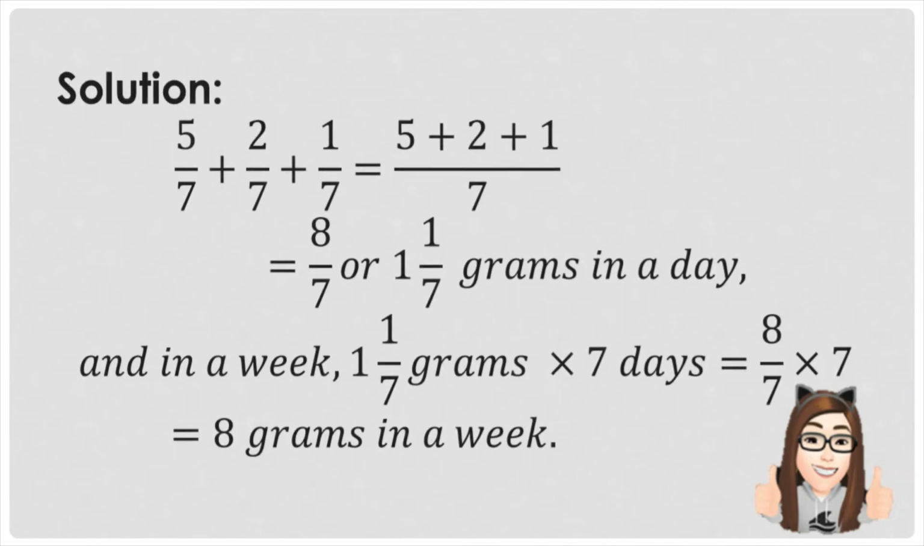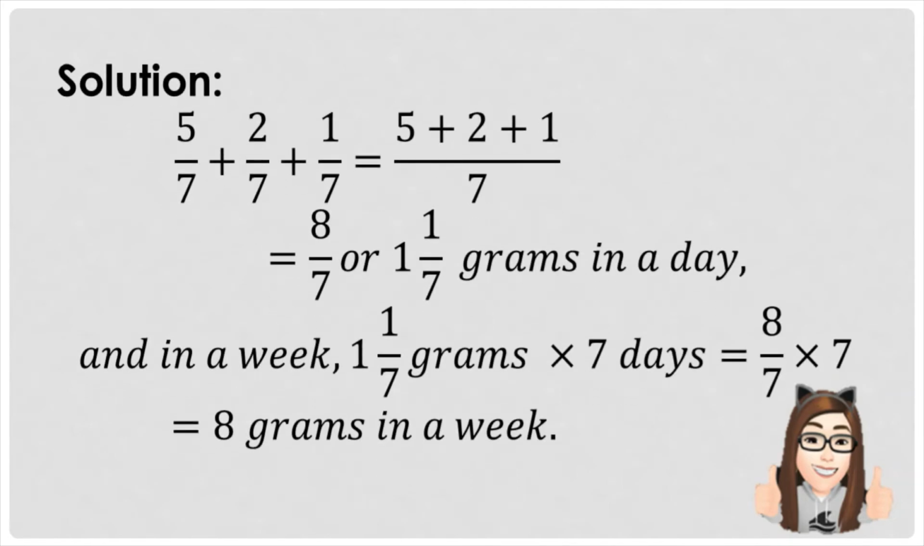So, let's have this solution. 5 over 7 plus 2 over 7 plus 1 over 7 is equal to 8 over 7, or when we simplify it, is equal to 1 and 1 over 7 grams in a day. However, the question is, how many grams of medication will she receive in a week? We all know that a week has how many days? Okay, we have 7 days for 1 week.